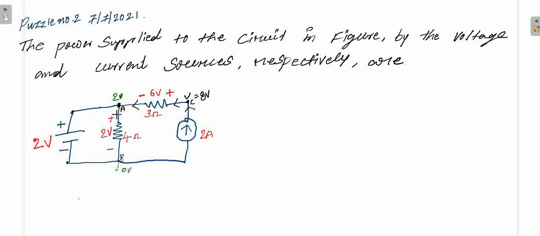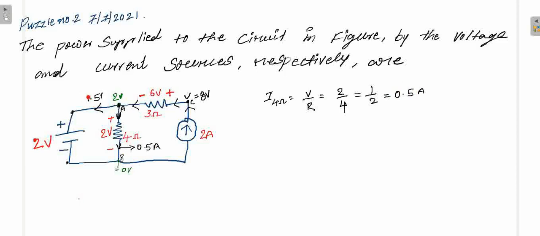The current through 4 ohms becomes voltage by resistance. What is the voltage? 2 volts. The resistance is 4. So 2 by 4 is 1 by 2, which is equal to 0.5 amps. It is nothing but this current is 0.5 amps. So if into this branch 0.5 current is diverted, then the remaining current is diverted into this branch. How much amount of current? 1.5 amps.